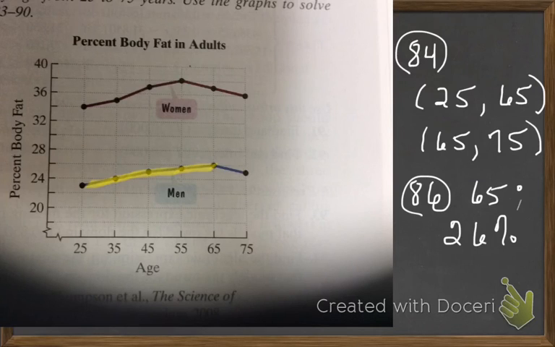All right, one more, and I'm going to change graphs. Everybody got 84 and 86 written down? Everybody have 84 and 86 written down? I'll take that as a yes. Where are you at? All right, last example.